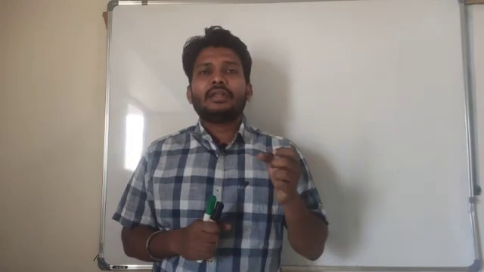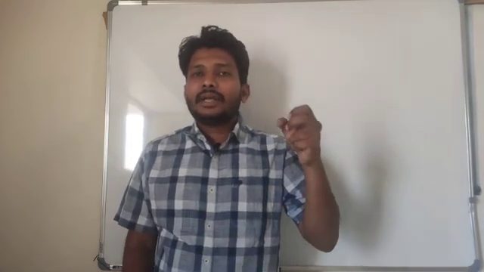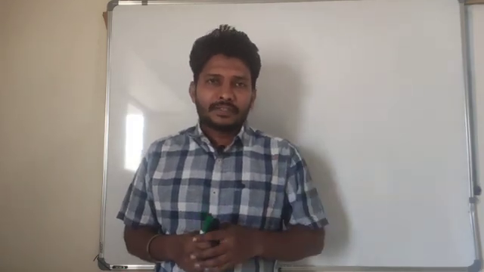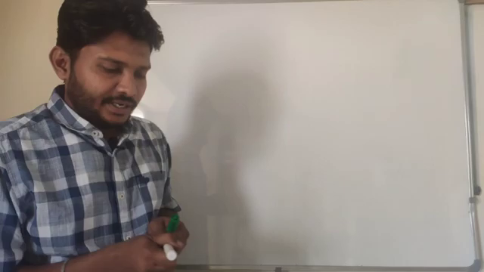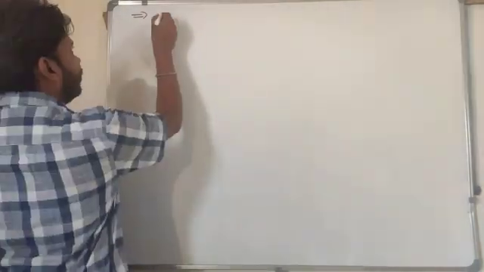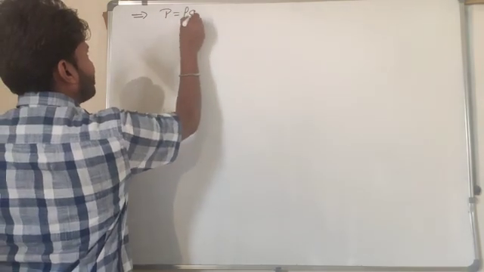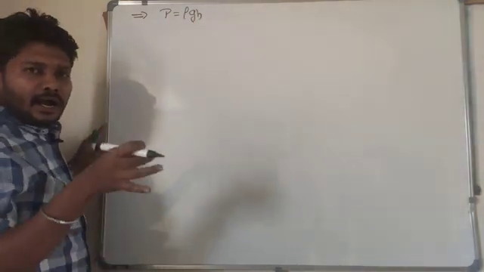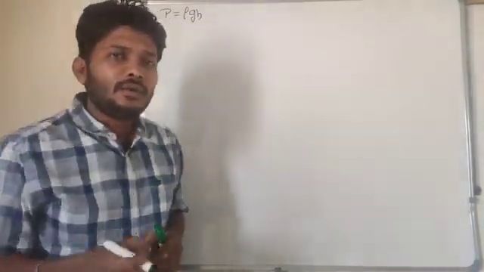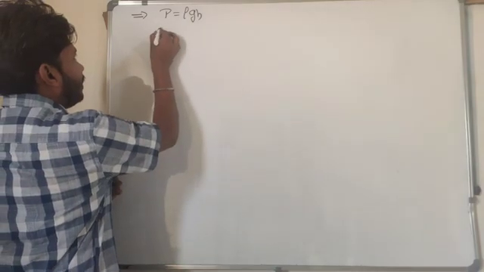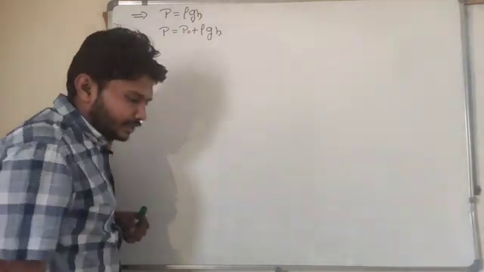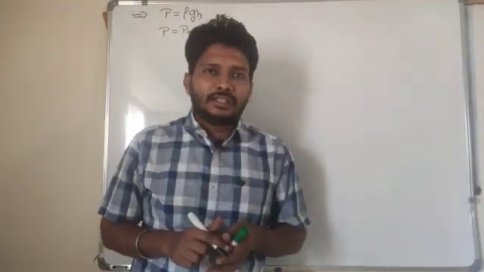In last class we got the mathematical expression for pressure exerted in case of a liquid column. What's that mathematical expression? Pressure P equals rho g h. So the pressure exerted by the liquid column is rho g h, and we also got the expression for the effect of gravity in case of fluid pressure: P equals P naught plus rho g h. So in last class we got these two expressions, right?